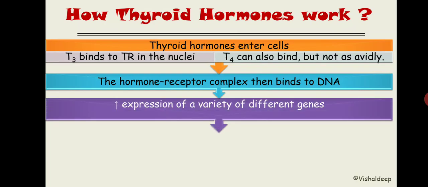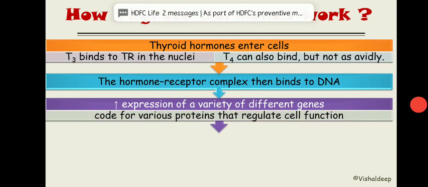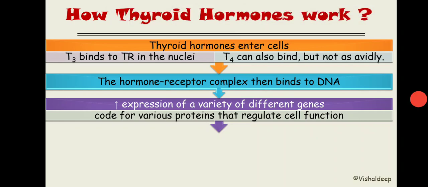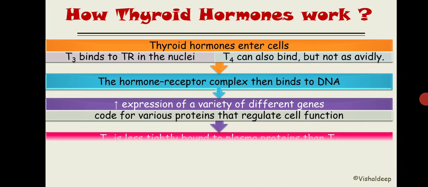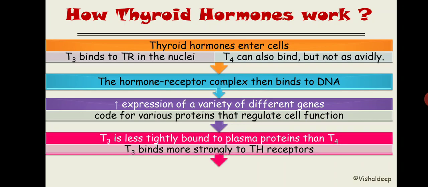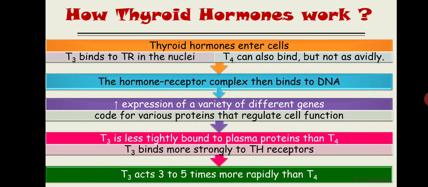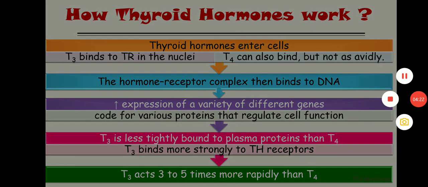It will increase the expression of a variety of different genes and code for various proteins that regulate the cellular function. And this T3 is less tightly bound to the plasma protein than T4. And T3 binds more strongly to the thyroid hormone receptor. And this T3 acts 3 to 5 times more rapidly than T4.